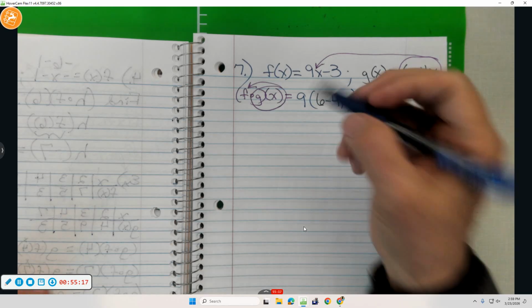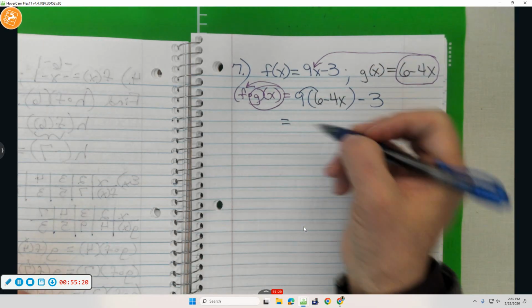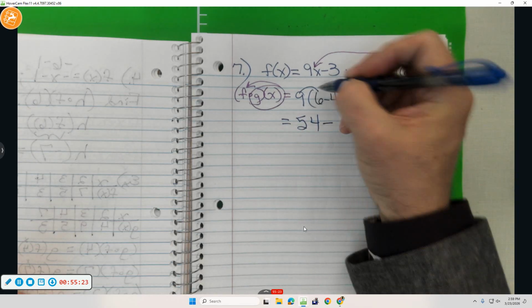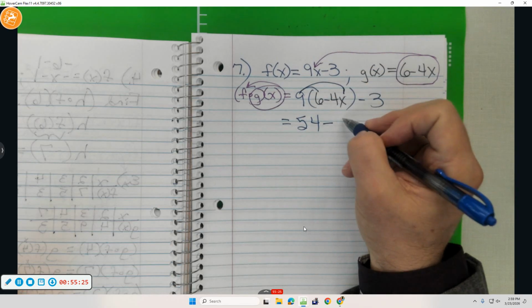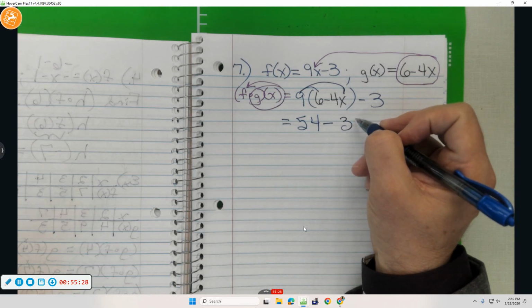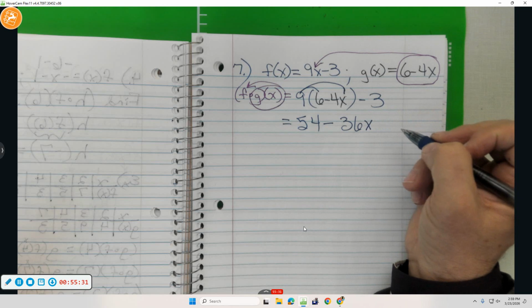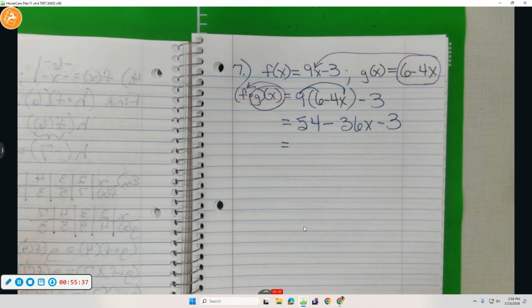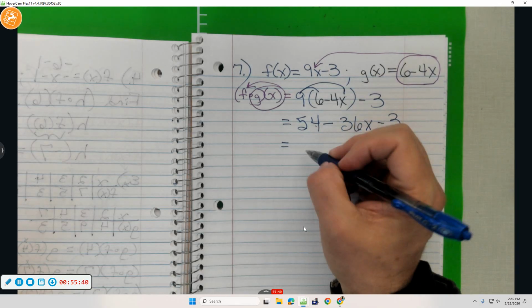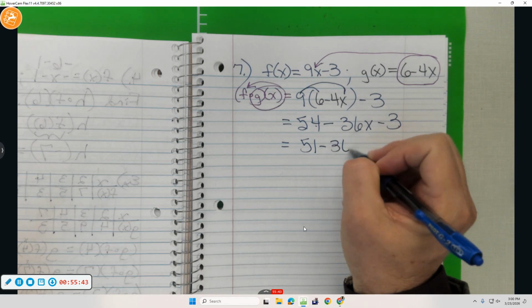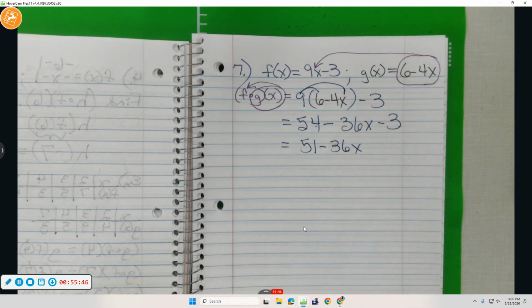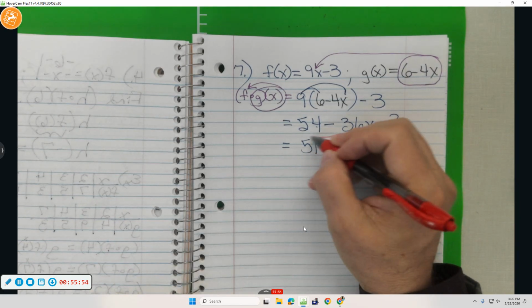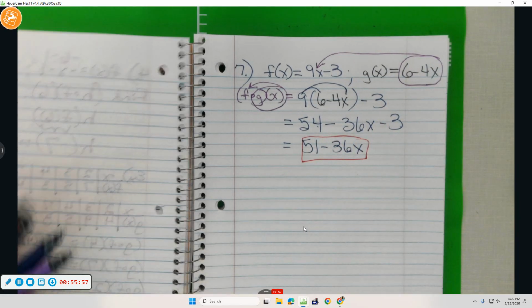And we can simplify this by doing what? Distributing the 9, we're going to get here 54 minus here 36x, and we still have minus 3. 54 minus 3, that's a 51 minus 36x. They'd also take negative 36x plus 51 as your answer. Doesn't matter which one you put in first. I think I'll put the constant first.